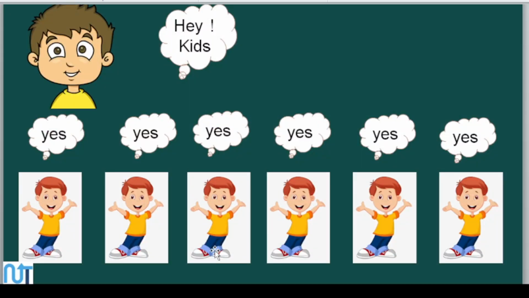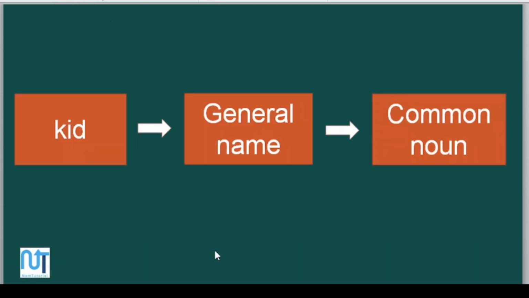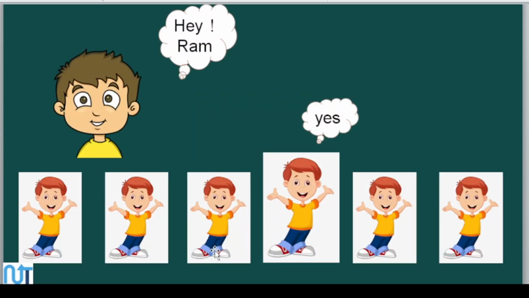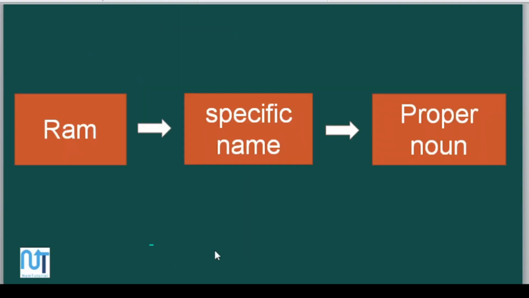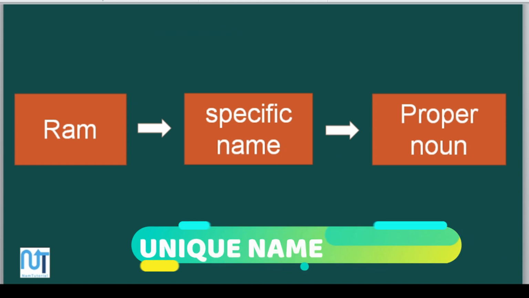We are playing in a park. If I say, "Hey kids," I might get several responses. Yes, because kid is a general name, hence it's a common noun. But if I say, "Hey Ram," I will get a specific response from Ram only. Yes, because Ram is a specific name of a particular boy. Hence, Ram is a proper noun.